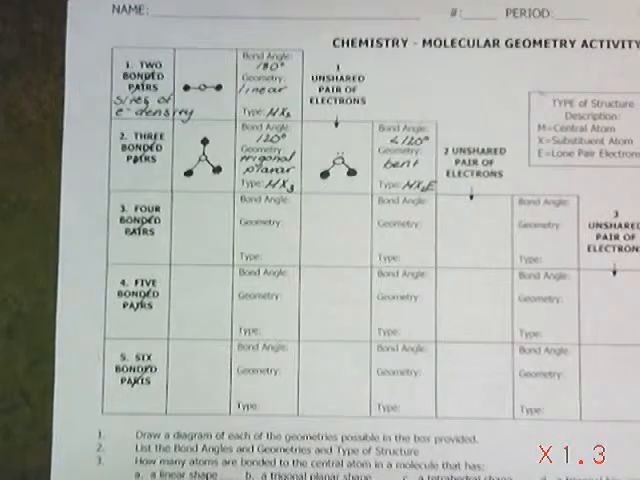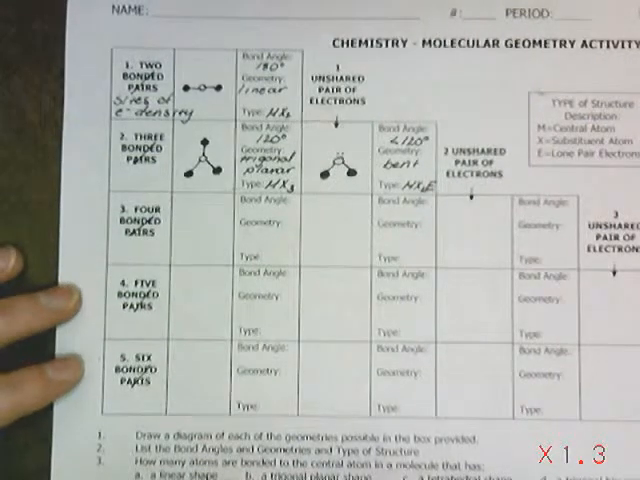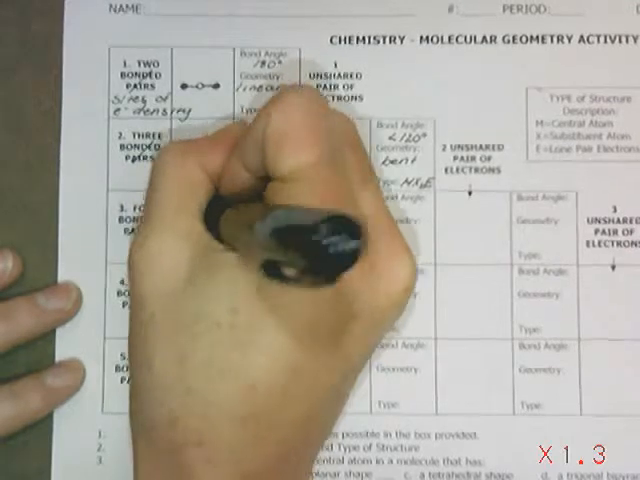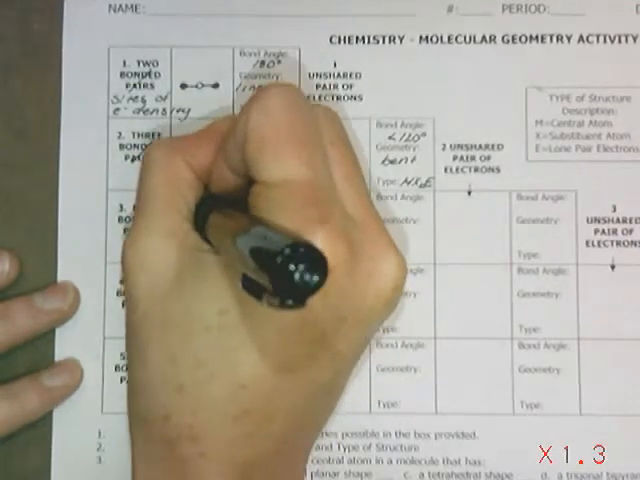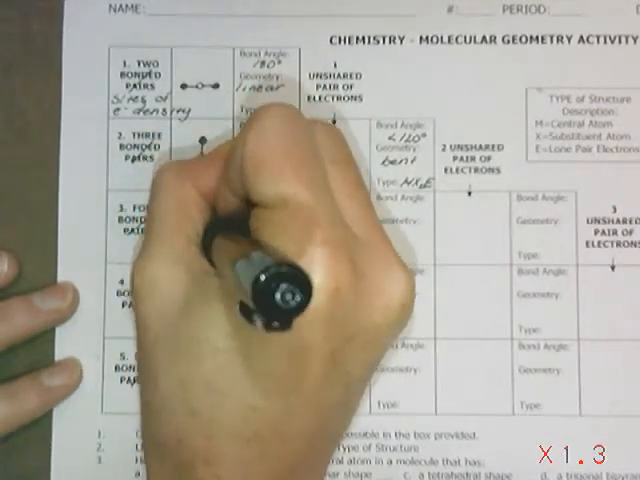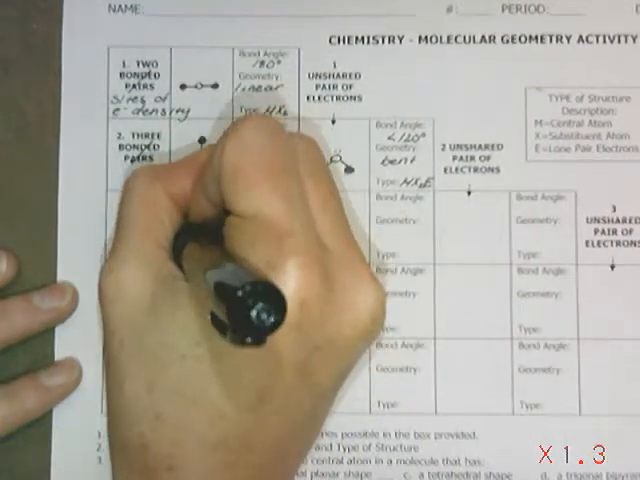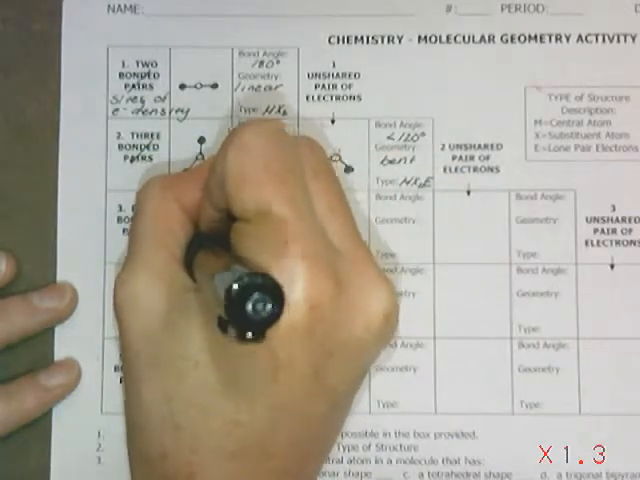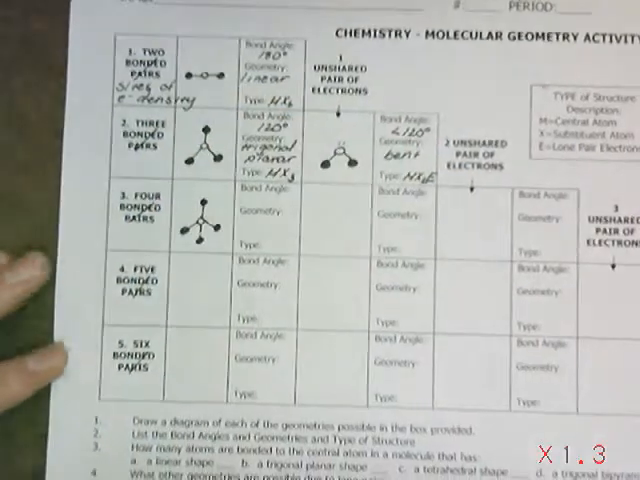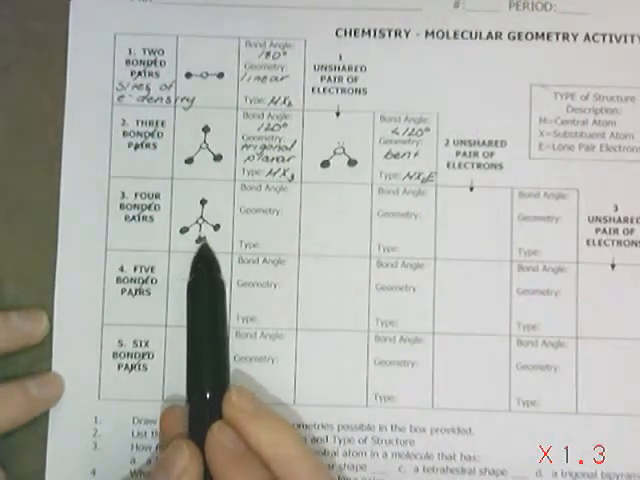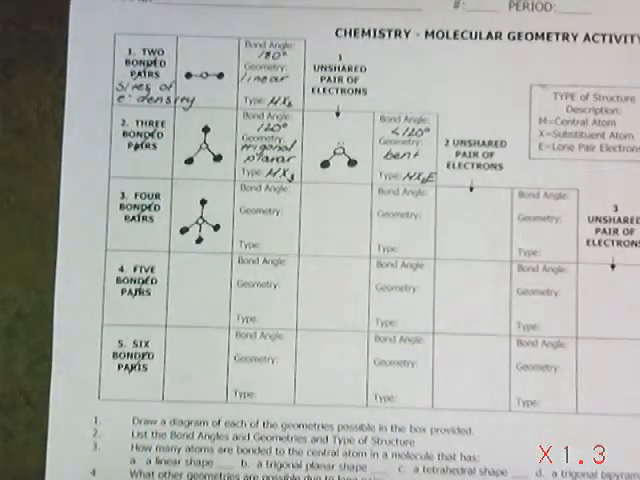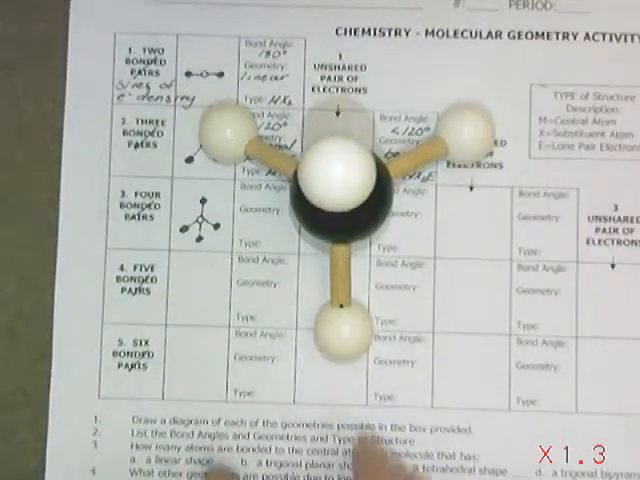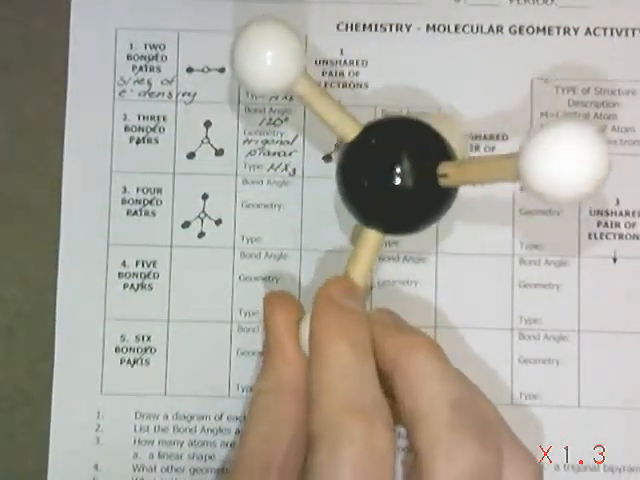So if we have 4 sites of electron density, and all 4 of those sites are bonded, we get a tetrahedral structure. I'm going to do my best to draw this. Okay, so I tried to draw a dotted line there, it didn't really work out, but that one is going back into the plane of the page. So, here's your 3D structure. Okay, this is tetrahedral.